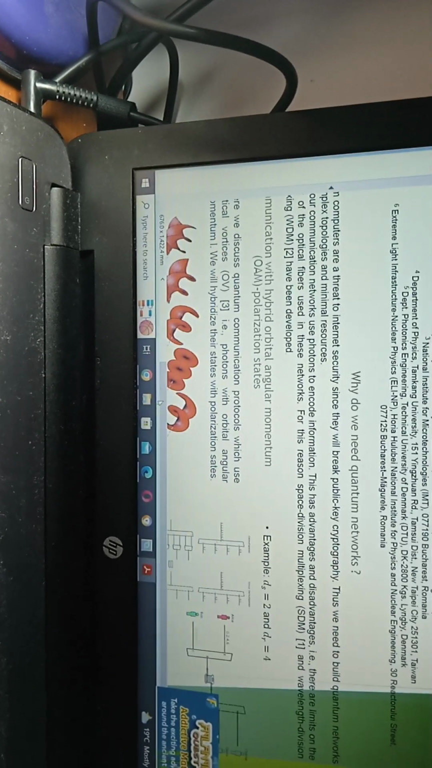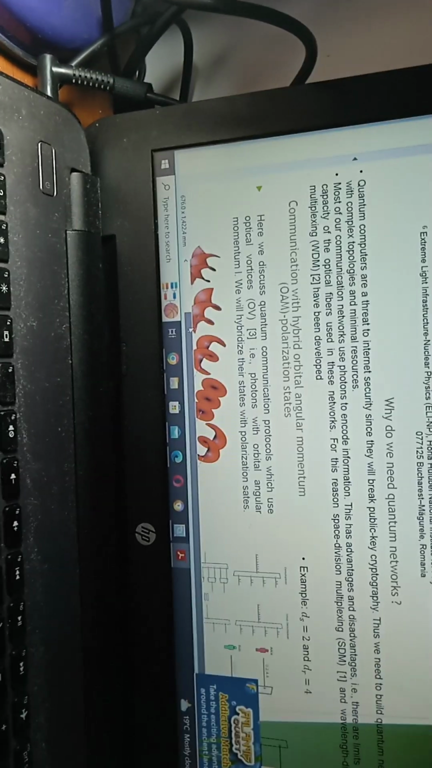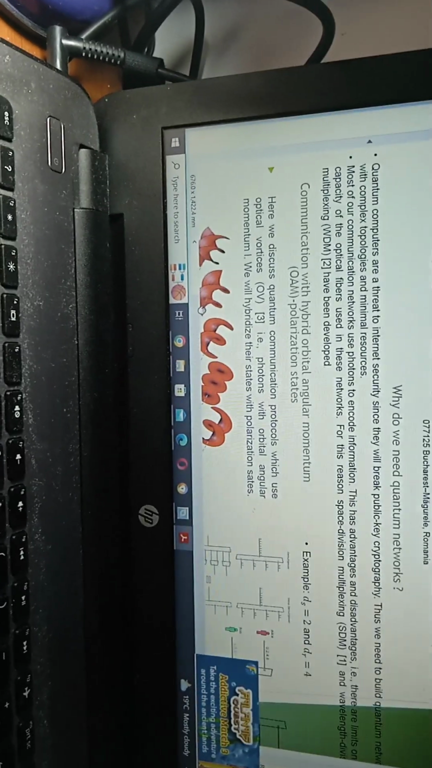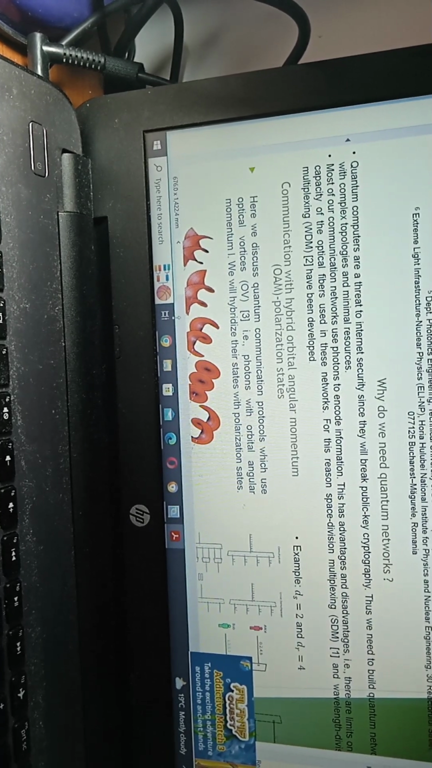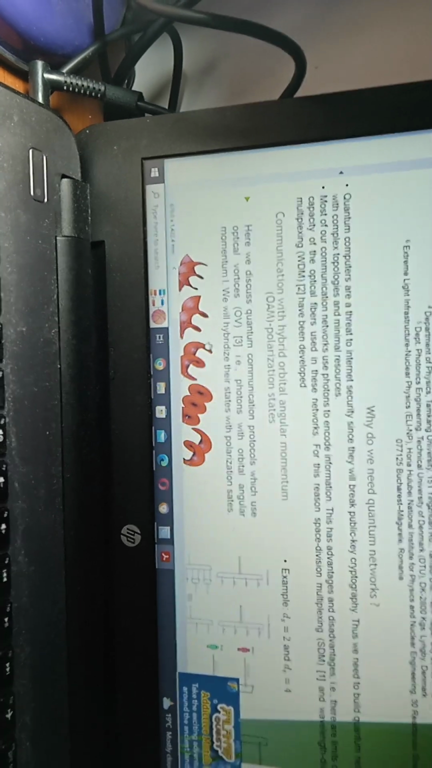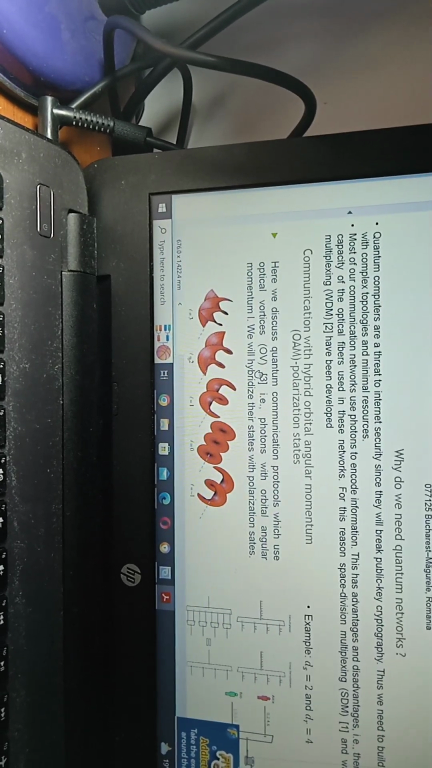It is worth mentioning that most optical communication networks use photons to encode information. And for this reason, people created space division multiplexing and wavelength division multiplexing. But we are going to discuss today communication using optical angular momentum, more exactly optical vortices.